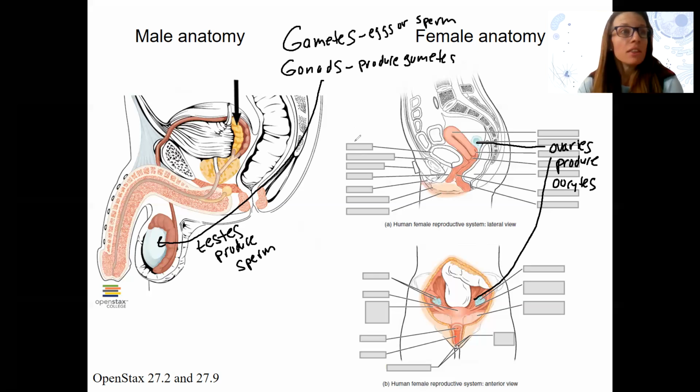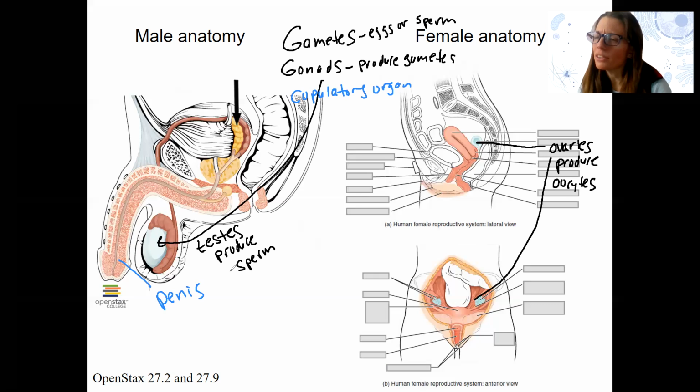The other thing both males and females have is some copulatory organ, right? Something to get the sperm to the egg. They need to be able to meet. In males, this is the penis. In females, now what is this? Well, I'm going to say what traditionally it is, but I'm also going to say what another homologous structure is to the penis. So the copulatory organ in the female is not a homologous structure.